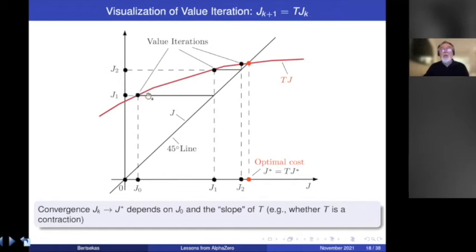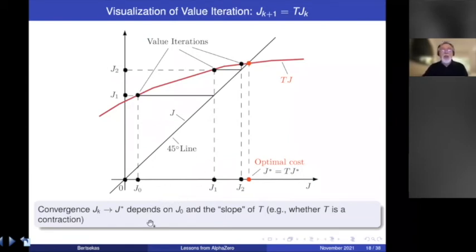Then we reflect J1 across the 45-degree line to this point here, and then apply T to it, and we obtain the second iterate, J2. So J2 is T squared J0. We reflect it again across the 45-degree line, and we obtain J3, and so on. So there is this staircase construction that provides a visualization of value iteration.